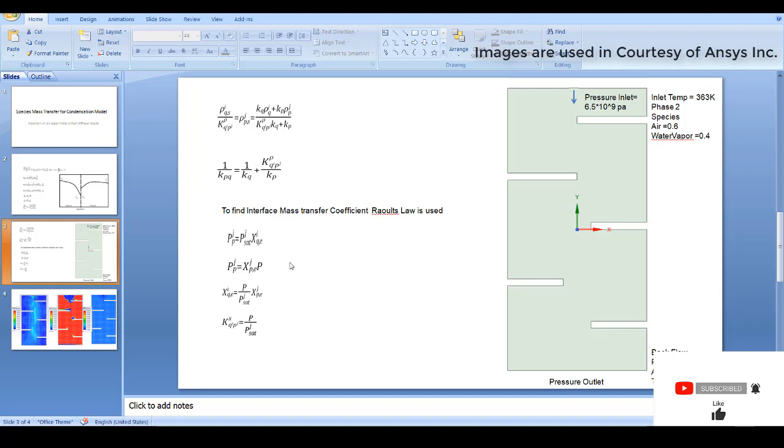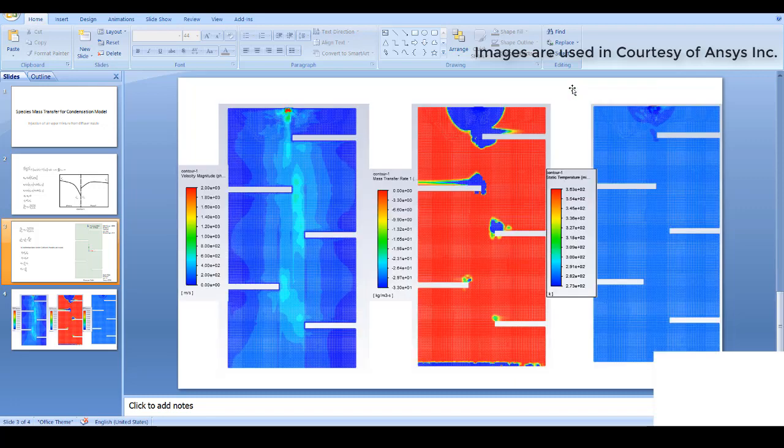We can get it from different experimental setups, so we can also go for those values. But now in the present tutorial, I'm just going with the Raoult's law, which is ideal for non-reacting liquids and gases. So now this is my setup in which I have given a pressure inlet of 6.5 times 10 power 9 Pascal. So now you can see here there is a small diffuser that I have placed here.